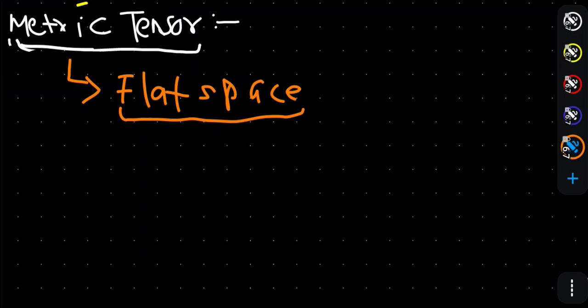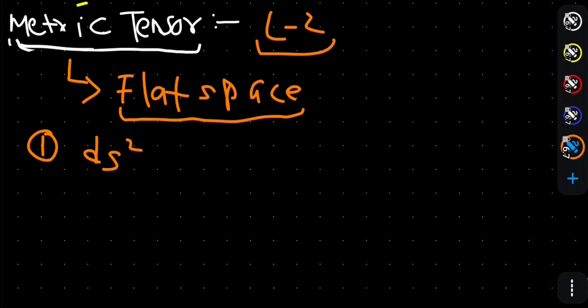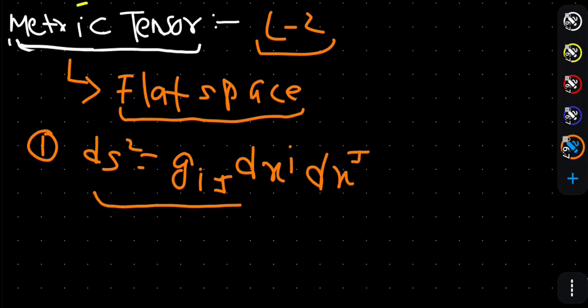But first of all, to build intuition, this is lecture number 2 on deriving the metric tensor for flat space. So actually there are two methods. The first method we are going to use here is using the differential, which is ds square equals metric tensor times dx i dx j. So what is this?